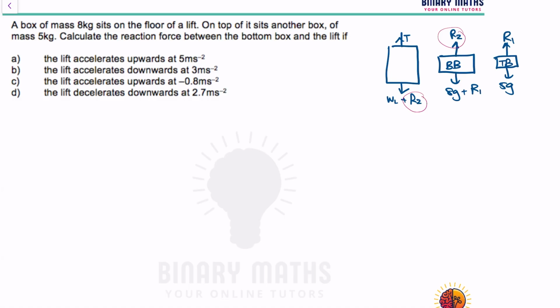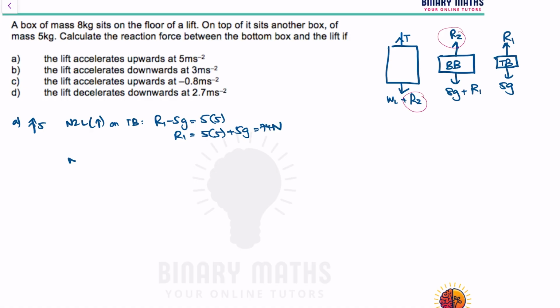Okay, so first thing is A: accelerating upwards by 5 meters per second squared. So 5. So Newton's second law vertically on top box first in order to find R1. So that means, because it's moving upwards, we know R1 minus 5g must be equal to 5 times 5, which means R1 must be equal to 5 times 5 plus 5g, which works out to be 74 newtons.